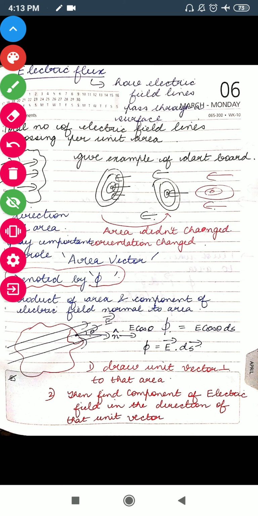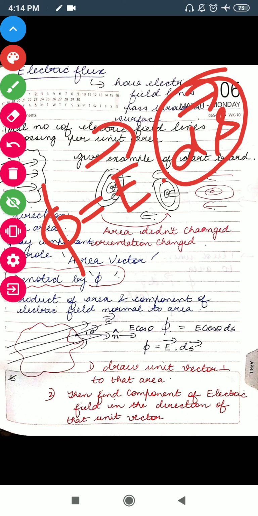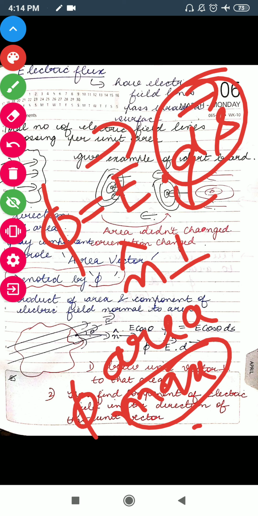So in the end I conclude, what is flux? Flux is the number of electric field lines that pass through the surface per unit area, and flux is denoted by this symbol. It is the dot product of electric field intensity and area vector. The area vector is a unit vector which is perpendicular to any area, and actually the angle between the electric field and the area vector determines the flux, whether it is going to be maximum or minimum. This is how it determines.